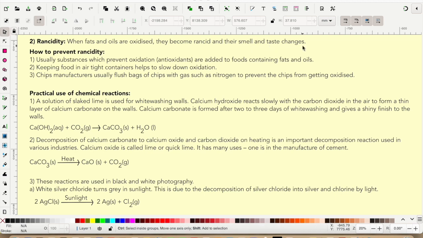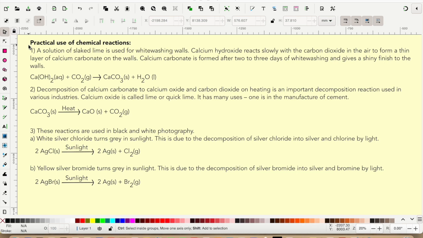To understand it more clearly, leave the oily food exposed to air for few days. After few days, their freshness will go away. They will smell and taste bad. There are few methods to prevent rancidity. First one, antioxidants are added to foods containing fats and oils. Second one, keeping food in airtight containers helps to slow down oxidation. Third one, chips manufacturers usually flush bags of chips with gas such as nitrogen to prevent the chips from getting oxidized.